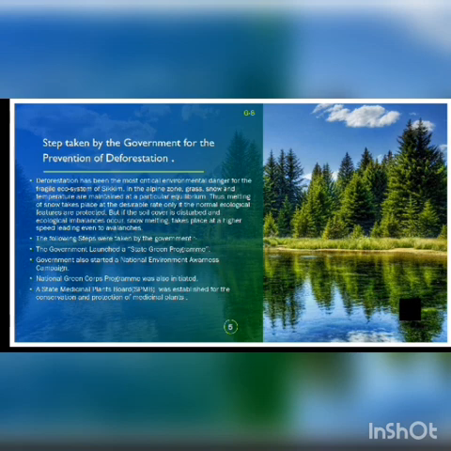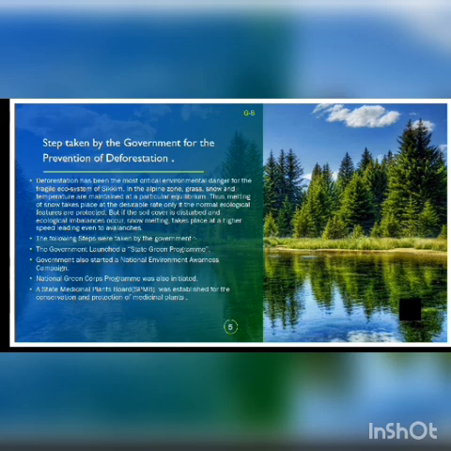Steps taken by the government for the prevention of deforestation. Deforestation has been the most critical environmental danger for the fragile ecosystem of Sikkim. In the alpine zone, grass, snow and temperature are maintained at a particular equilibrium. Thus, melting of snow takes place at the desirable rate only if the normal ecological features are protected. But if the soil cover is disturbed and ecological imbalances occur, snow melting takes place at a higher speed, leading even to avalanches. The following steps were taken by the government.